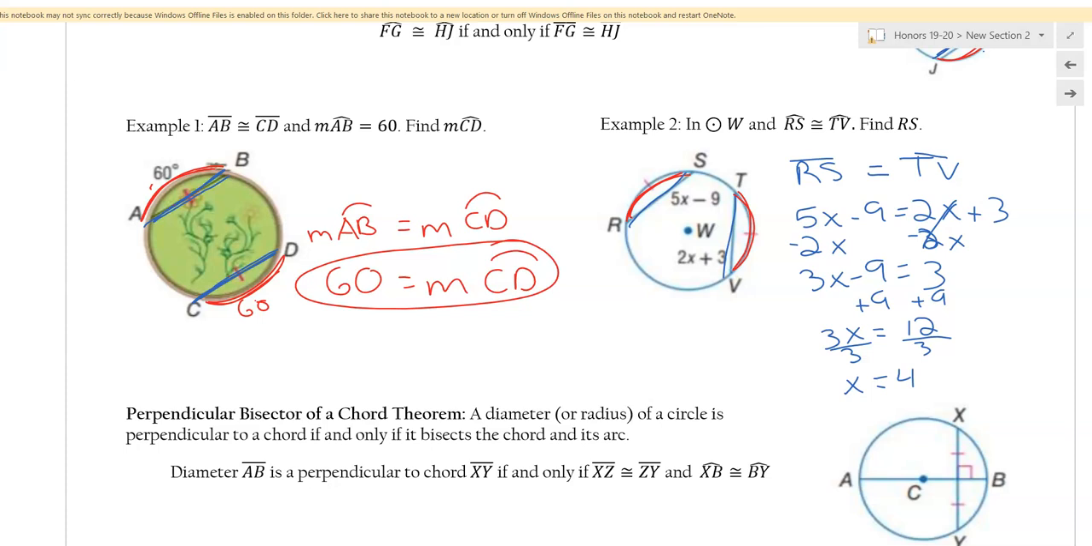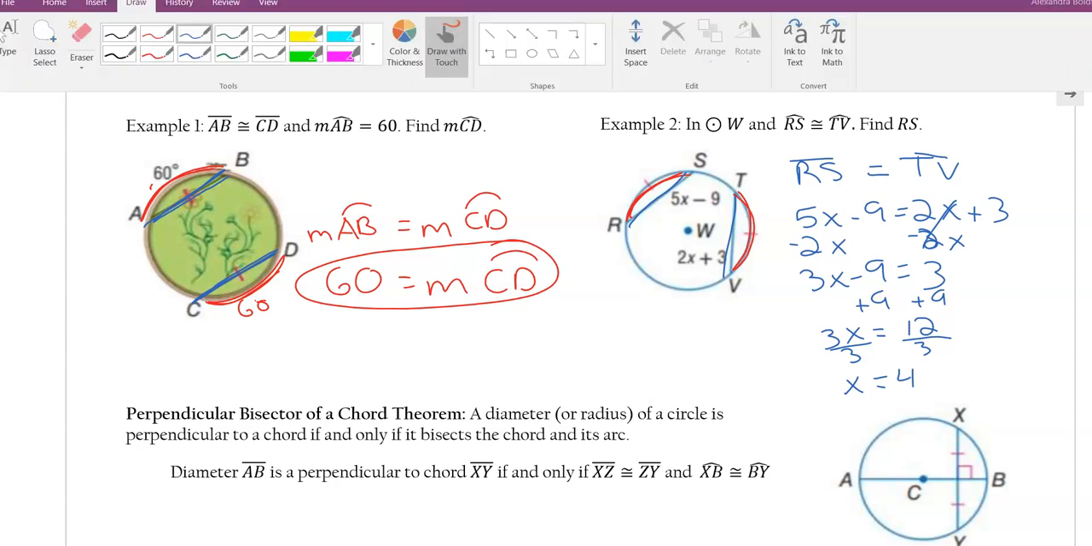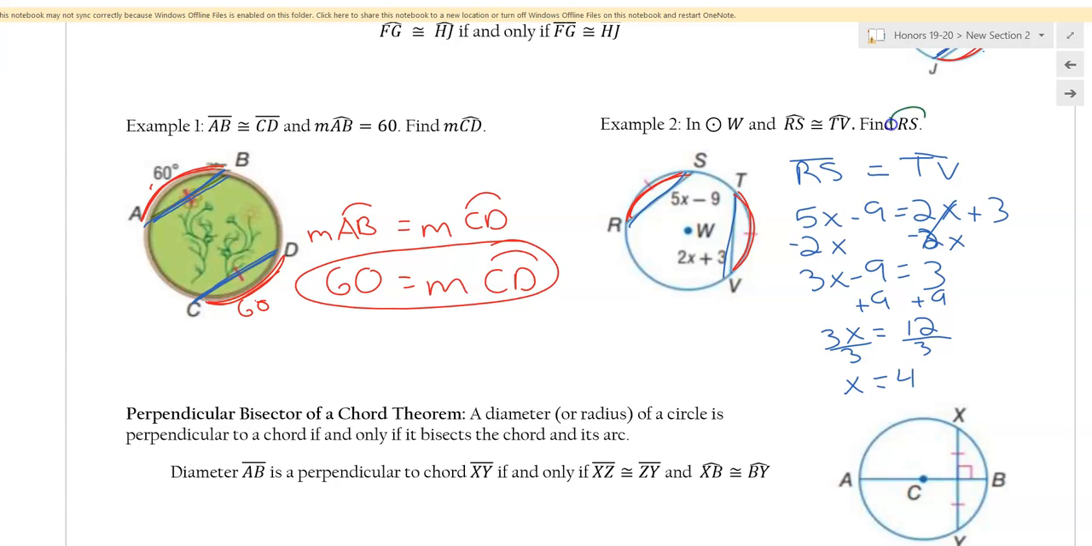However, I am not done yet, because it wants me to find the length of RS. Well, RS equals 5x minus 9, which is 5 times 4 minus 9. Well, 5 times 4 is 20. 20 minus 9 is 11. We can also plug it in to the other side. 2 times 4 is 8, plus 3 is 11. So yes, those are the same.